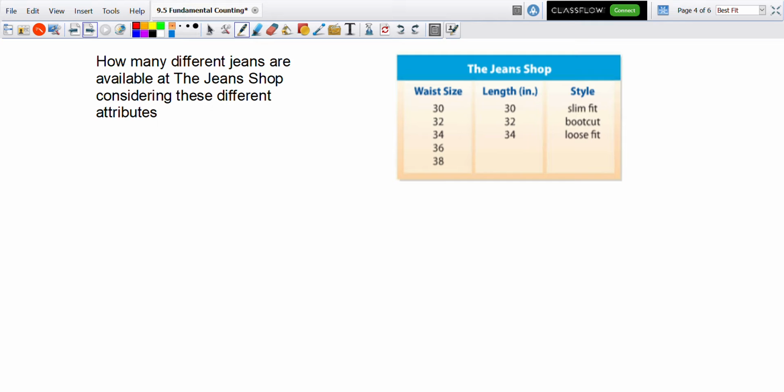How many different jeans are available at the jeans shop, considering these different attributes? So we can see here we have the waist size: 30, 32, 34, 36, 38. The length: 30, 32, and 34. And the style: slim fit, boot cut, loose fit. Go ahead and try it out. Find out how many different possible types of jeans there are given these 3 attributes.